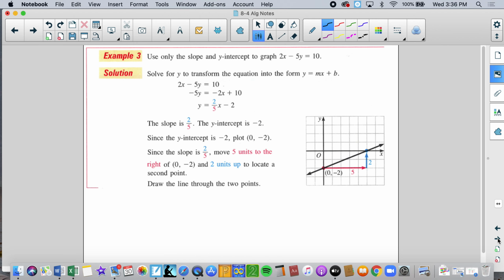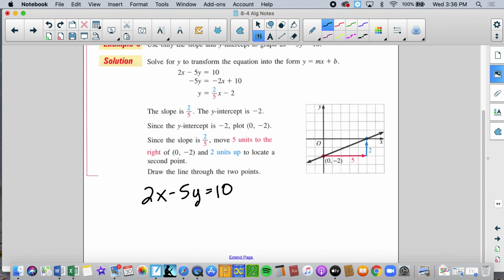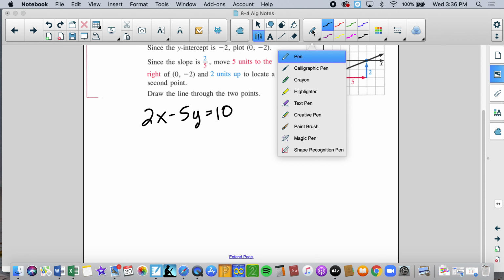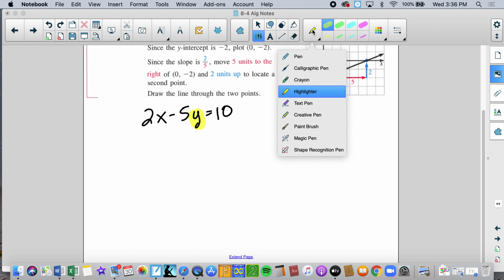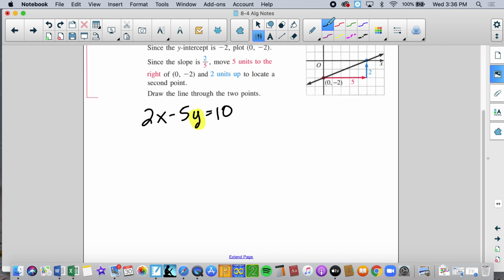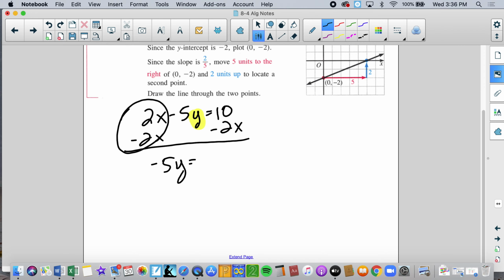Okay, so let's look at this. Now it's in standard form, meaning y is not isolated, so you should solve for y. Let's put it in slope-intercept form. I want to get y by itself. I'm going to subtract 2x, because what gets rid of a positive 2x is a negative 2x. That leaves me with negative 5y equals negative 2x plus 10.